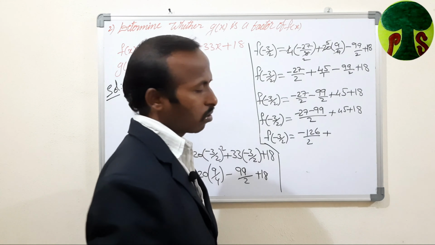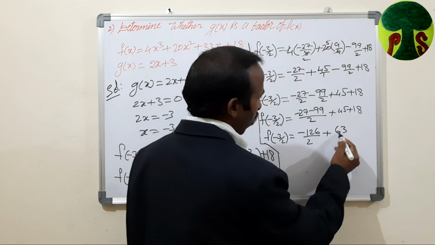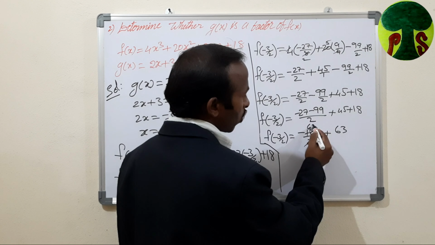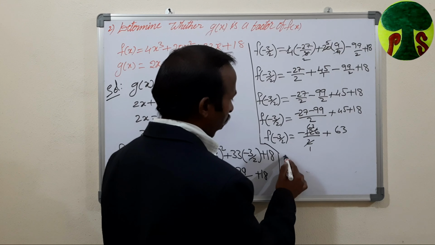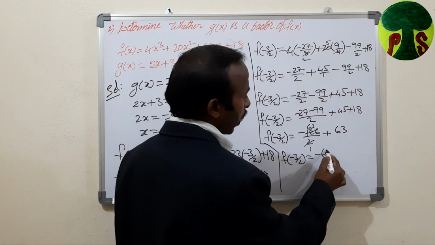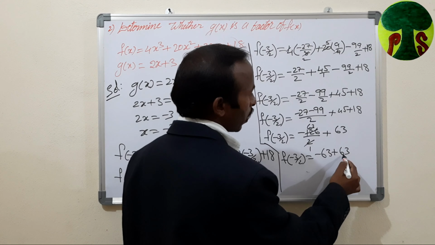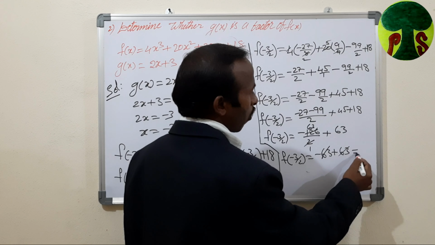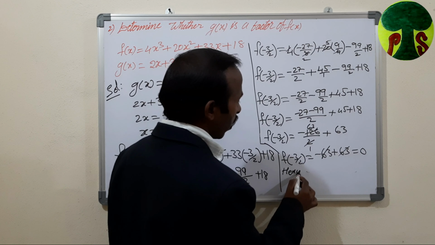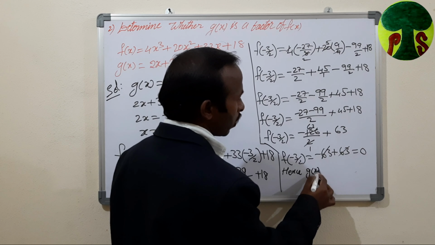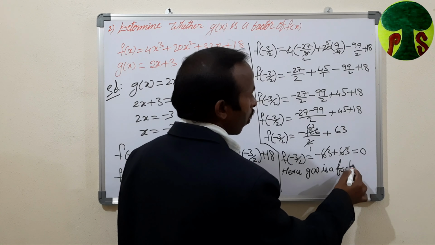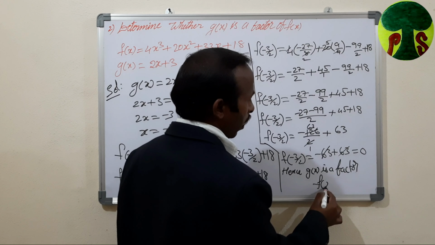Now 2 ones, 2 sixes, 2 threes. So f of minus 3 by 2 is equal to minus 63 plus 63, get cancelled, our answer is 0. Hence g of x is a factor of f of x.